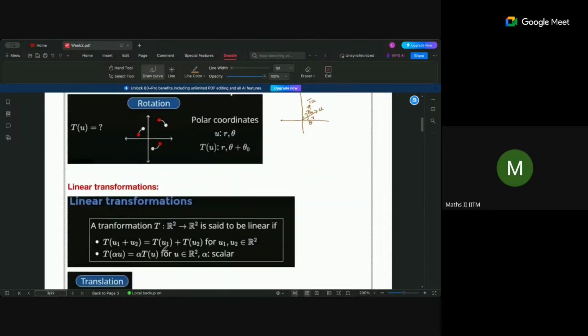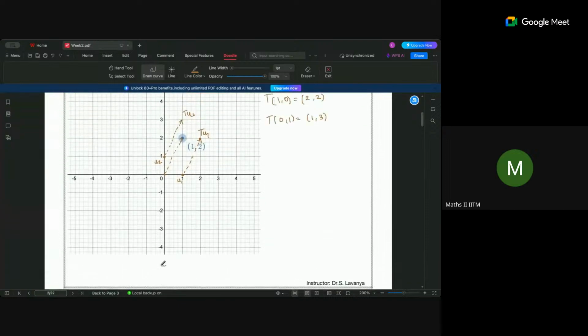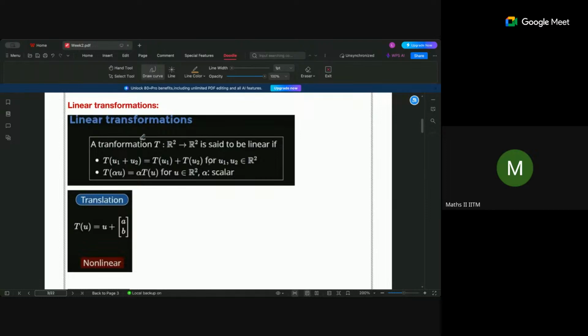Okay, fine then. So now looking at linear transformations. These are all examples of just transformations. Now we are going to specifically look at what linear transformations are. A linear transformation should satisfy two conditions. A transformation T from R2 to R2 is said to be linear if T of u1 plus u2 is equal to T of u1 plus T of u2. So the image of the sum should be equal to the sum of the images. The first property is called additivity.